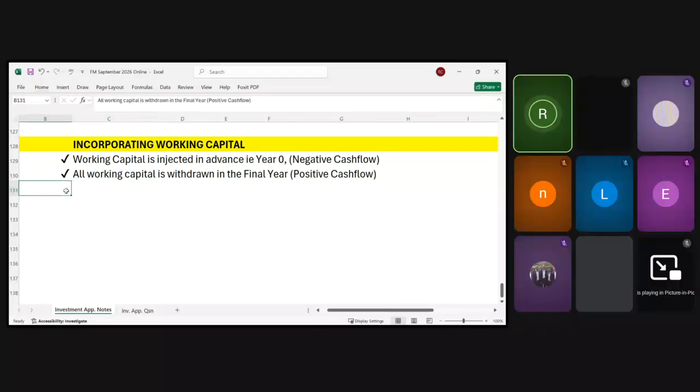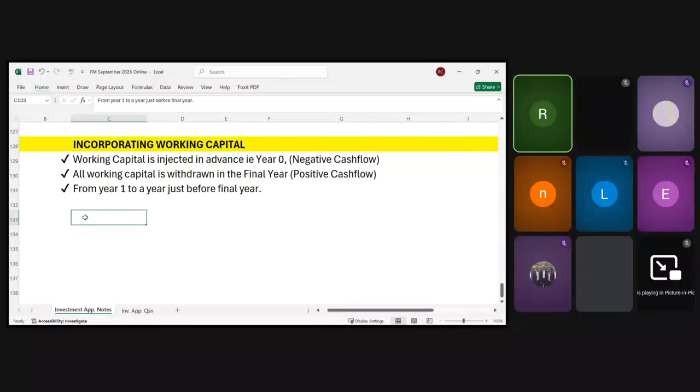Now, another note, from year 1 to a year just before the final year. Okay, I hope I'm making sense here. Assuming we have a project with 4 years, year 0 is covered and year 4 is covered. So we want years 1, 2, and 3. That is year 1 to the year just before the final year. That is what we want to do here, right?